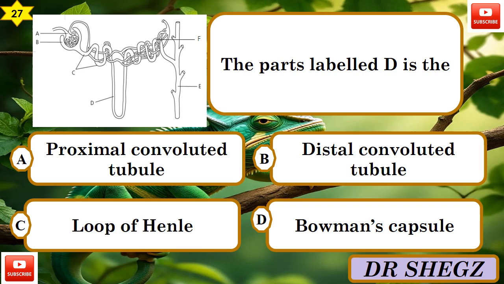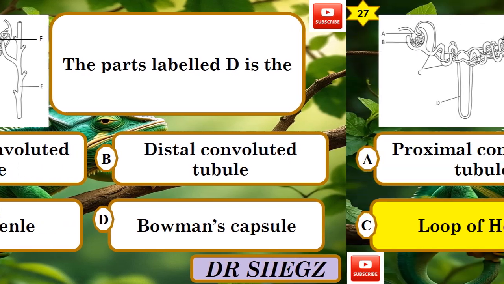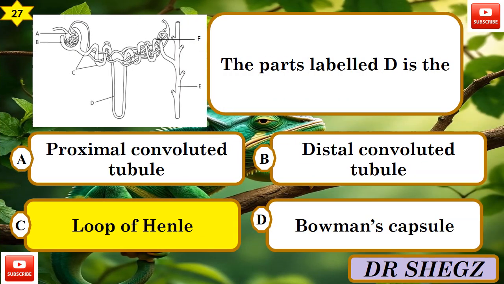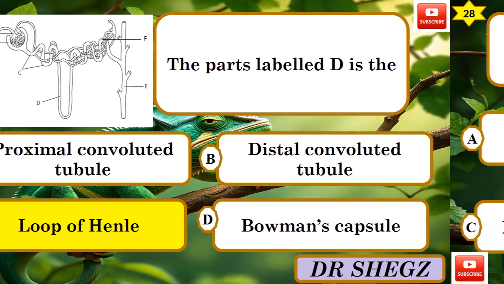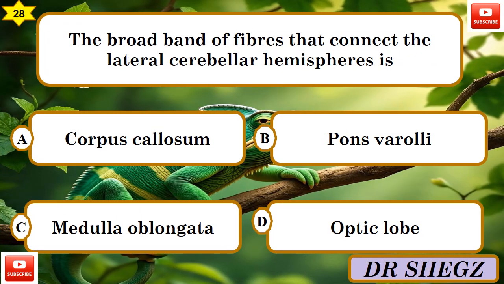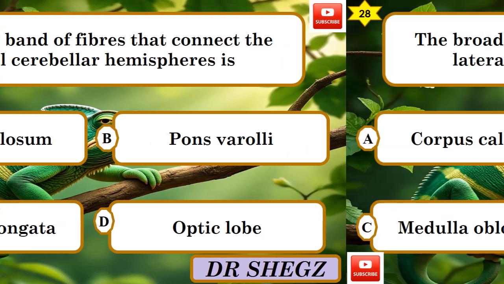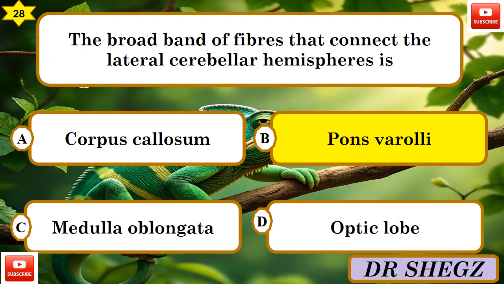Now the part labeled D, I just mentioned it. D is the loop of Henle. The broad band of fibers that connect the lateral cerebellar hemispheres is the pons varolii. The pons varolii.